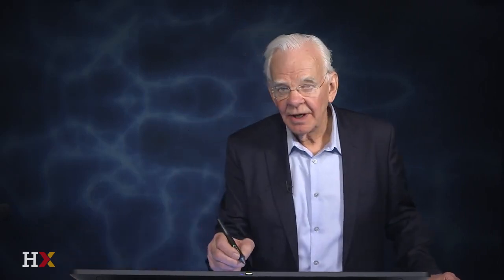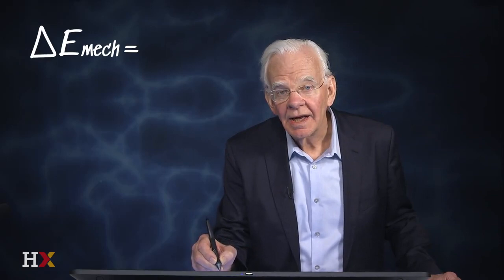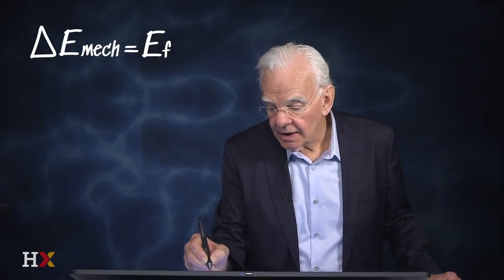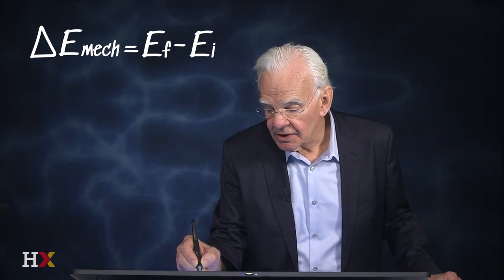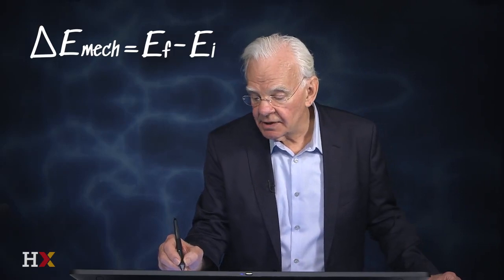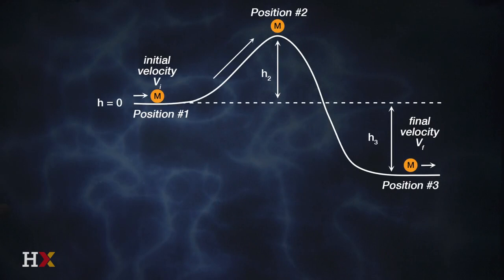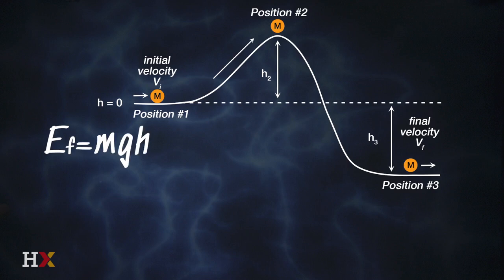So let's work out the mechanical analog first, because we're already acquainted with the fact that we can calculate the change in mechanical energy as the final mechanical energy minus the initial energy. And because we're conserving the sum of kinetic and potential energy, we set that equal to 0. So let's borrow from our trajectory before, and let's write that the final energy is equal to the potential energy of that body when it reaches height h2.